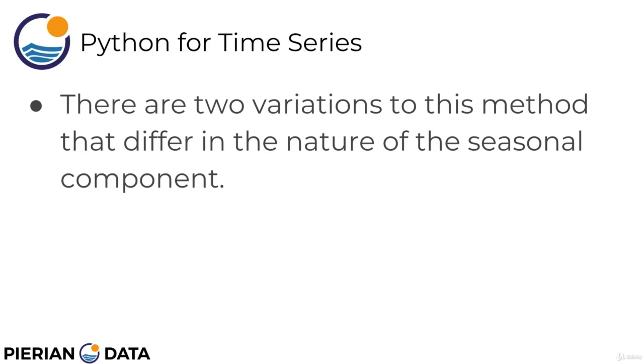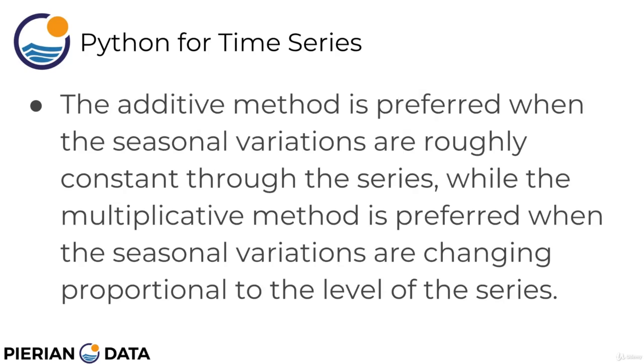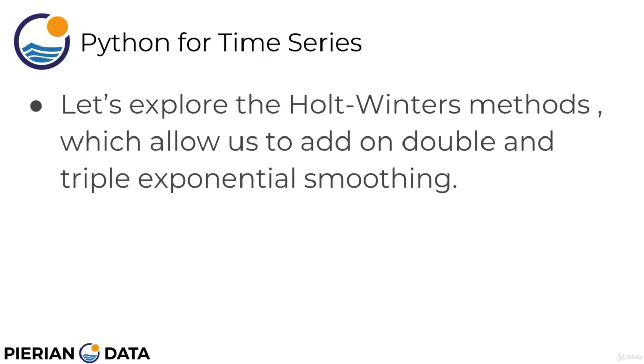Now keep in mind there are two variations to this method that differ in the nature of the seasonal component. This is going to feel pretty familiar from our ETS decomposition discussion. The first method is called the additive method. The additive method is preferred when the seasonal variations are roughly constant throughout the series, while the multiplicative method is preferred when the seasonal variations are changing proportional to the level of the series. So there are two flavors here depending on that seasonality term: additive and multiplicative.